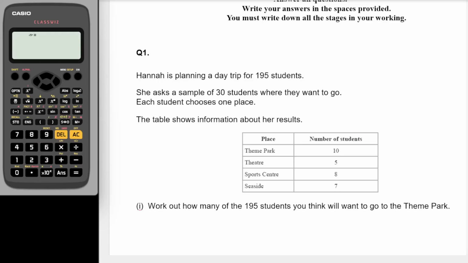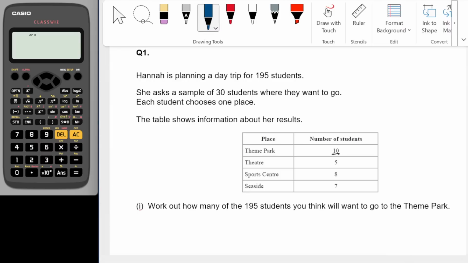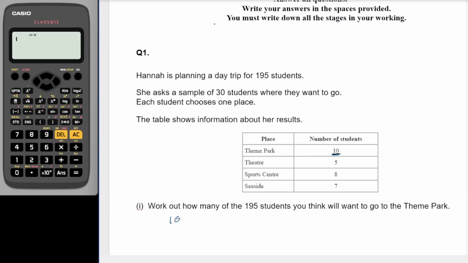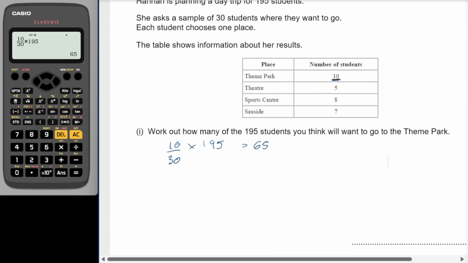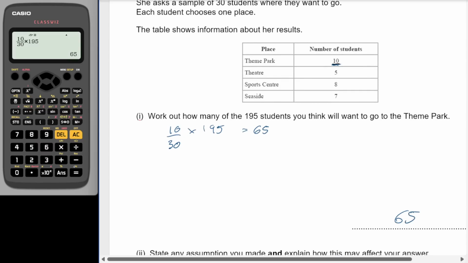So in effect, what we're doing is we're treating this as a proportion. So 10 students at the theme park. So we're saying 10 out of the 30 students would like to go to the theme park, and we're going to times that by 195. That's obviously going to be 1/3, but no real need to simplify that because it's a calculator paper. So we use a calculator as much as we feel we need. So 65. So on my answer line, I'll also enter 65.